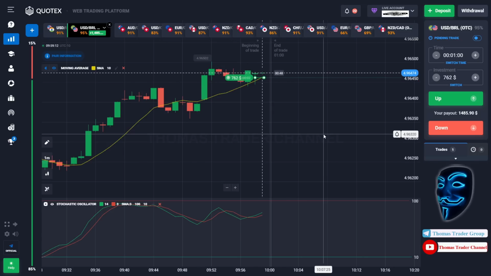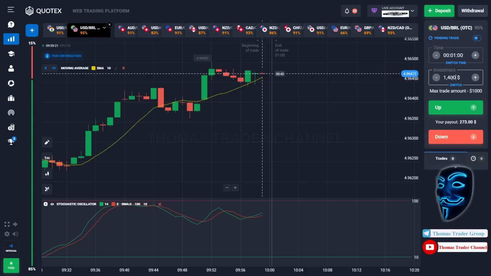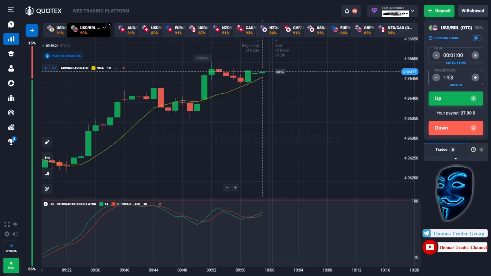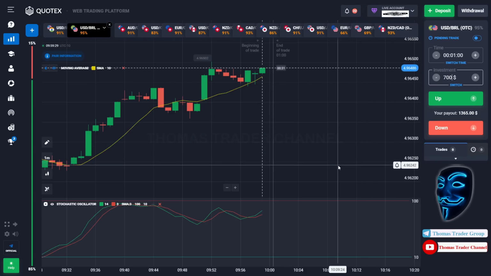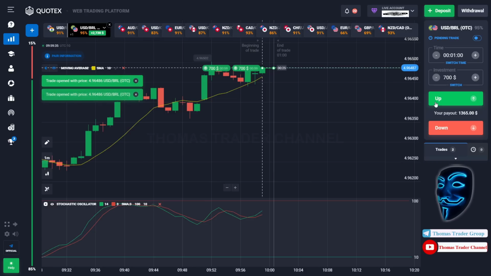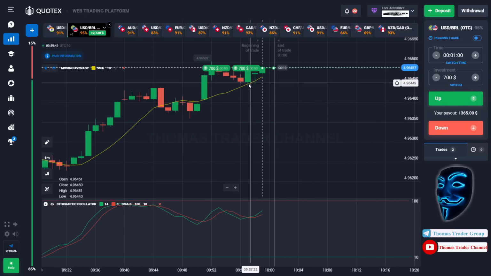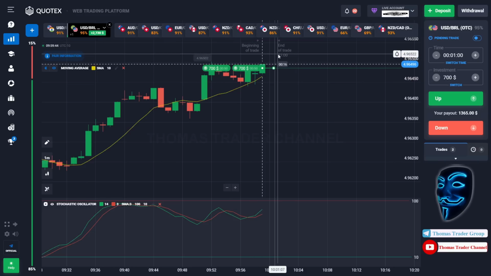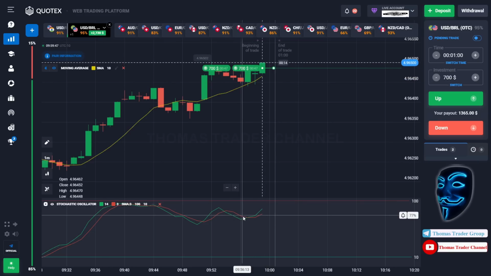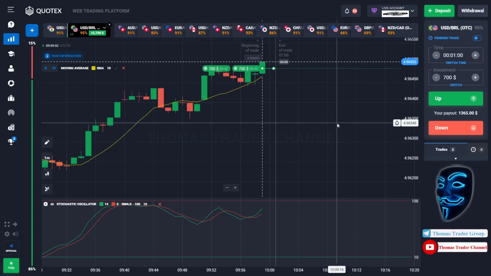We made a right prediction over here. We made a profit of $1,400. Since the max trade amount is only $1,000, let's divide it into two. We will open two positions of $700 in the next open position. And over here we still can open buy for 1 minute. Like what I've said before, after the market makes a rebound on the moving average line, the market will continue the bullish trend. And the stochastic oscillator is also facing bullish trend. Let's prove it and let's wait till the end of our trade.